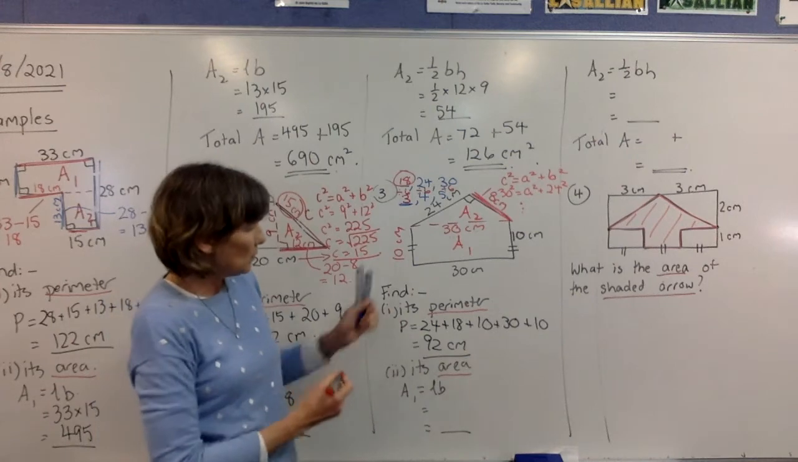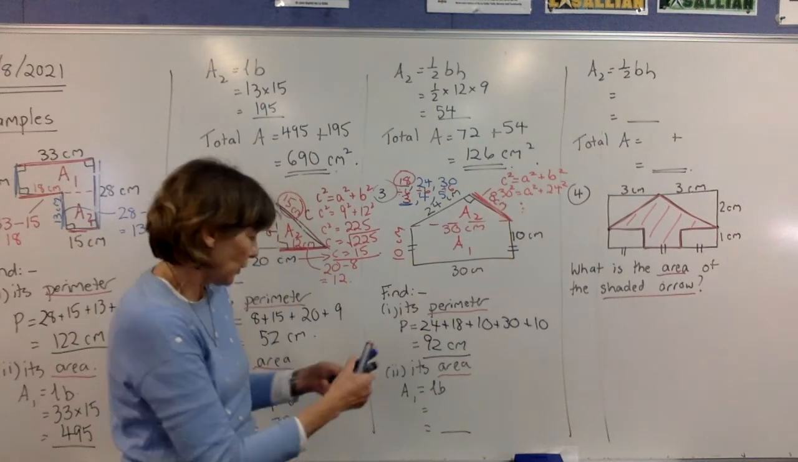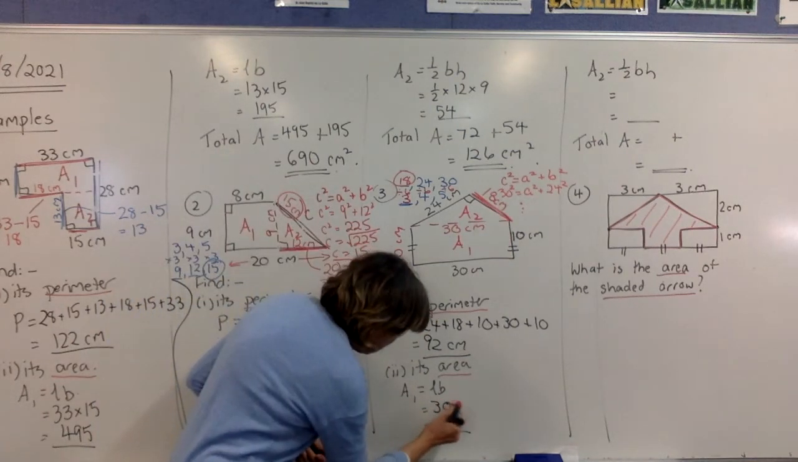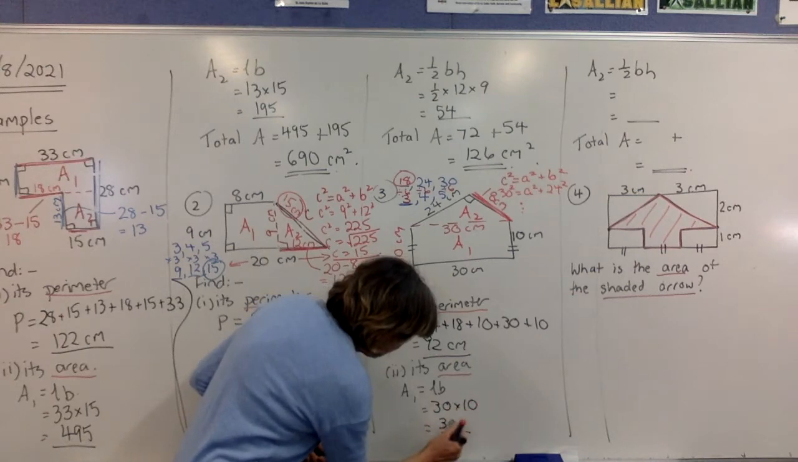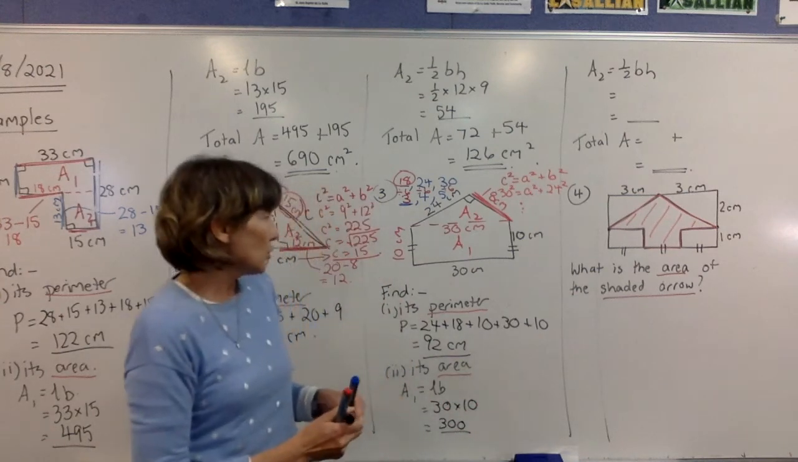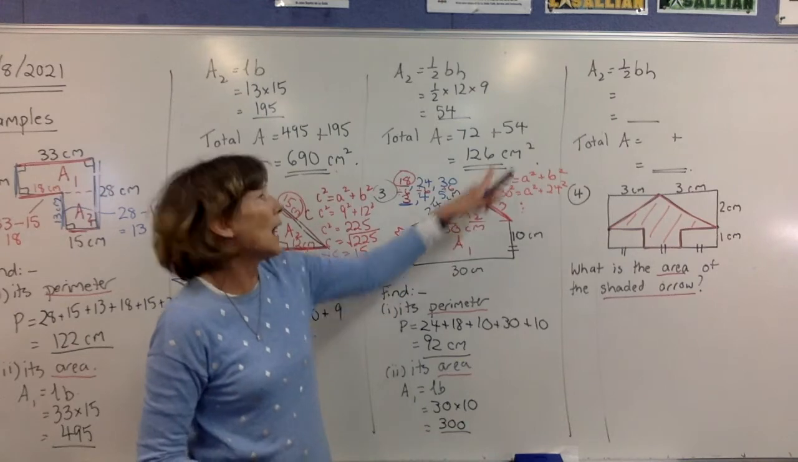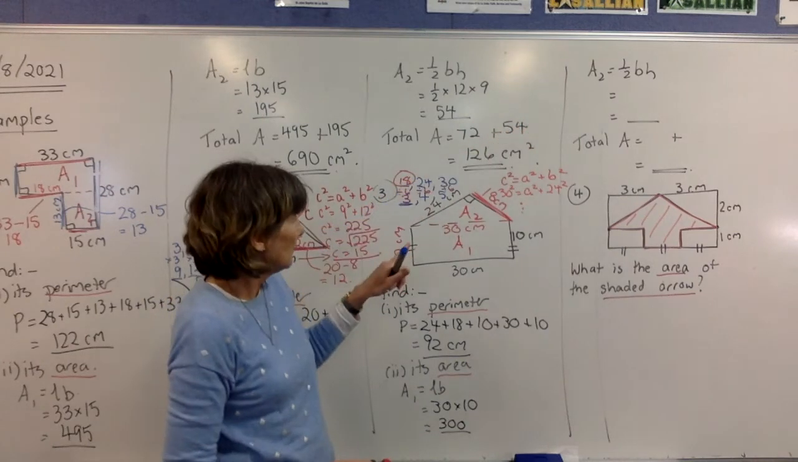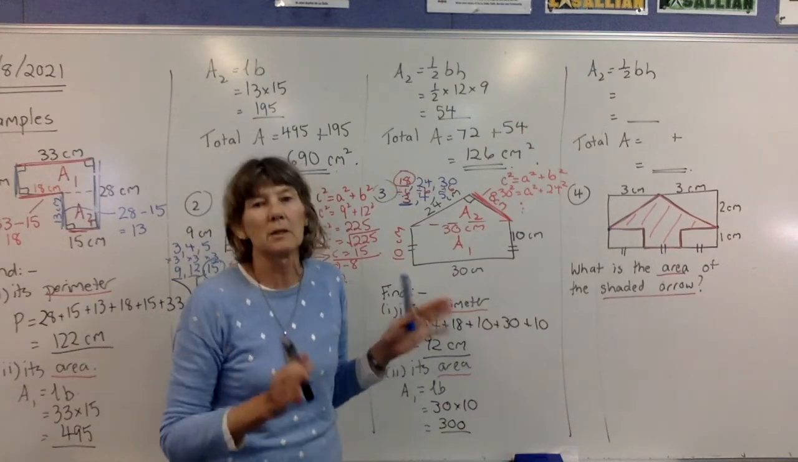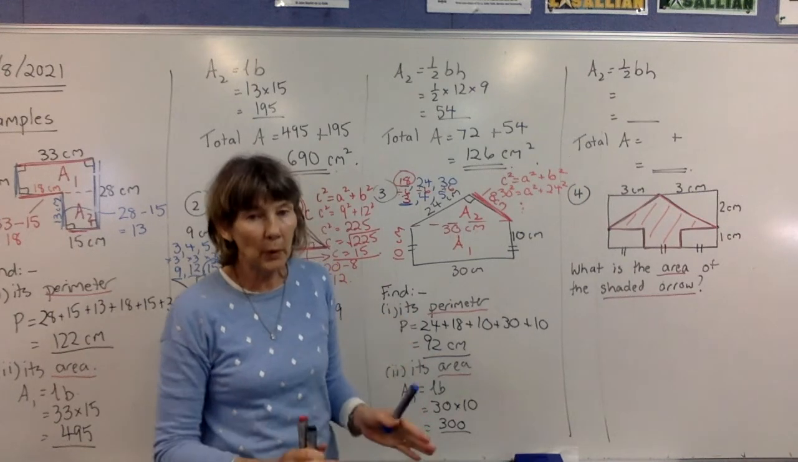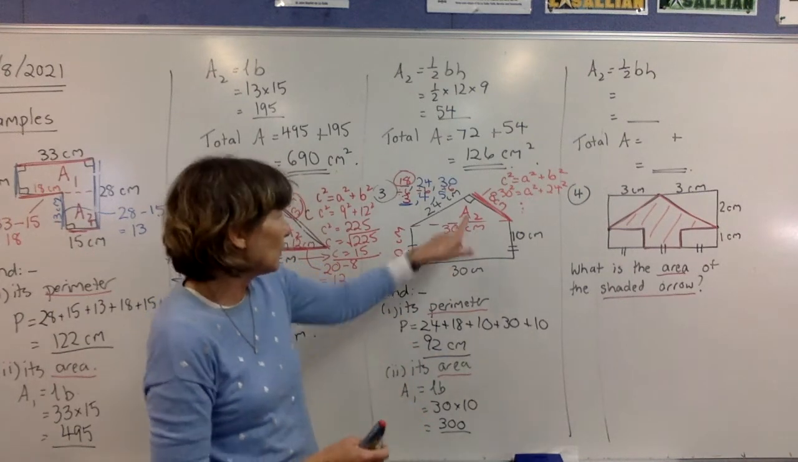So for our rectangle, we do know the length and the breadth are 30 and 10. So 30 times 10 gives you 300. Now the triangle, area 2 is a half base by height. So be careful with this. You want the base and the perpendicular height. You need to be looking for the right angle.